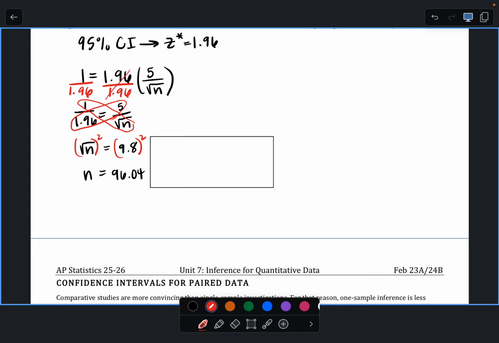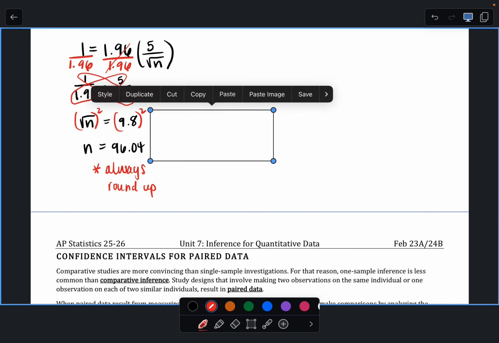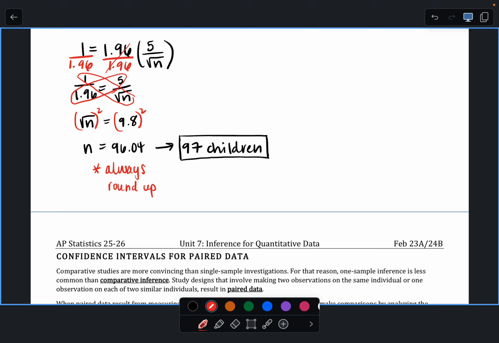I know we round the Z star, but I try to avoid it if I can. Anytime you are doing a sample size question, usually it's going to be reported in whole numbers. And even if it is something where you would normally round down, you always round up. So they would need to look at 97 children. Because I know normally we'd round 96.04 to 96, but we want to round it all the way up to 97.